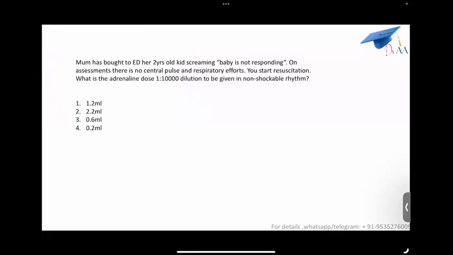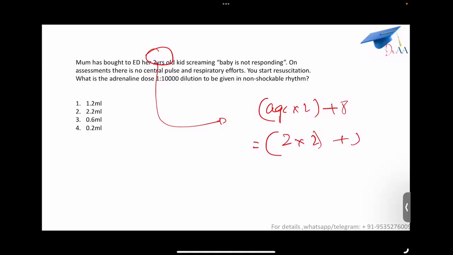Mom has brought a 2-year-old kid to the ED. Baby is not responding. On assessment, there is no central pulse, no respiratory efforts. You start resuscitation. What is the adrenaline dose to be given in a non-shockable rhythm? Here they have given 2 years. The first thing you can do is calculate the weight. This is the formula: 2 into 2 plus 8, so it is 4 plus 8, so it is 12 kgs.